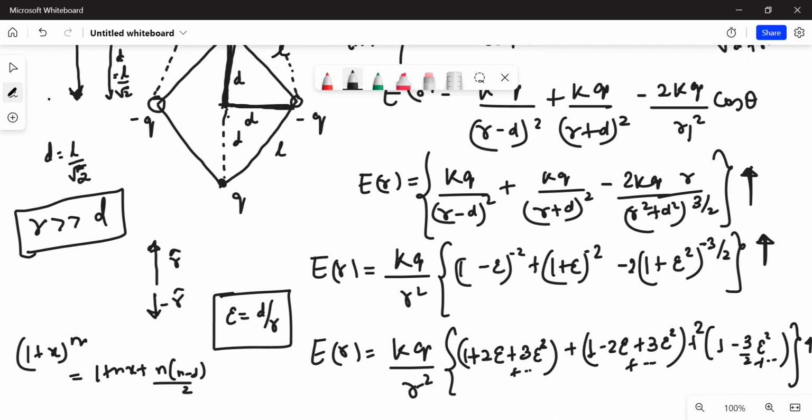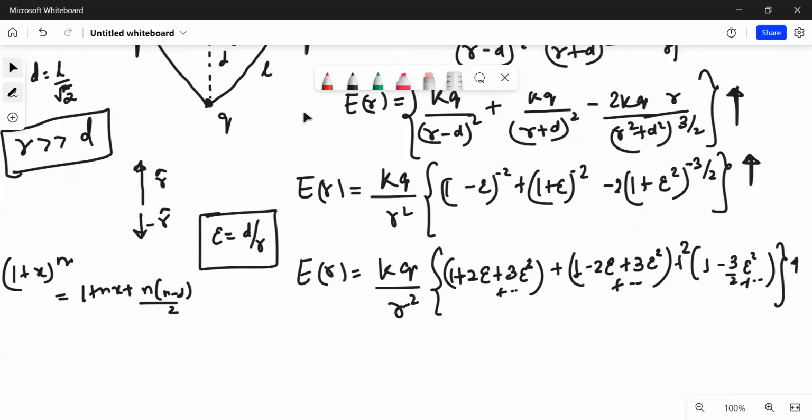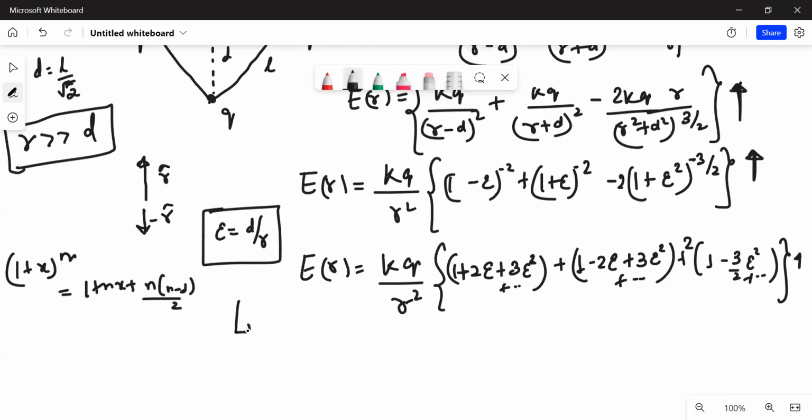So the electric field will be radially outwards, and I'm just interested in the leading term of the electric field as a function of r, and obviously this will be in this direction. Let's see what is the answer. This will be kq upon r squared, and you can see this 2 epsilon and 2 epsilon get cancelled. So I'm not writing that.